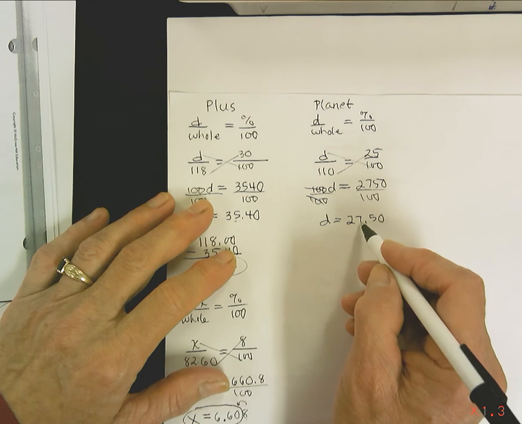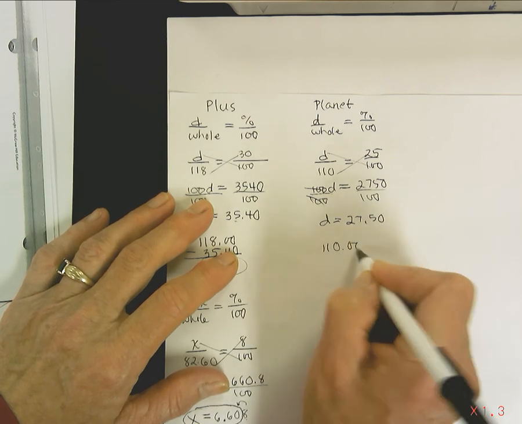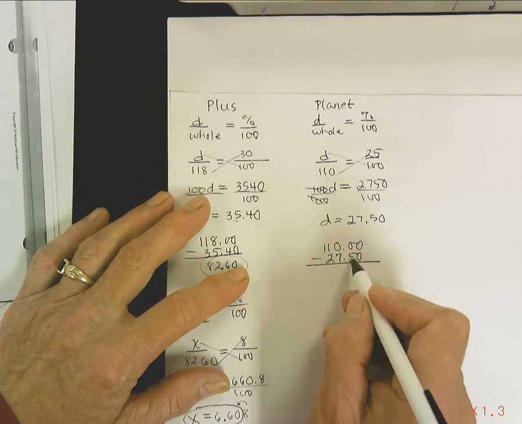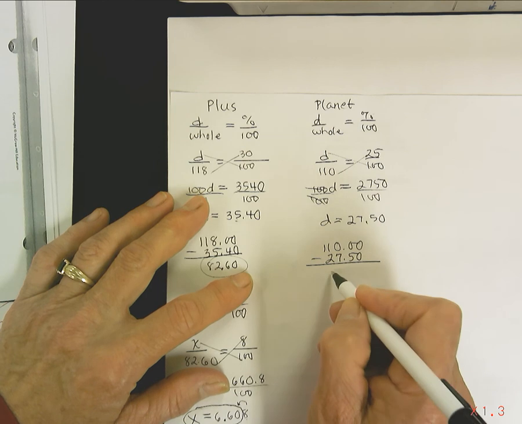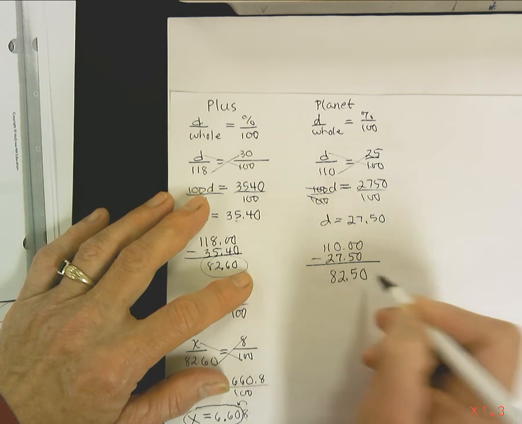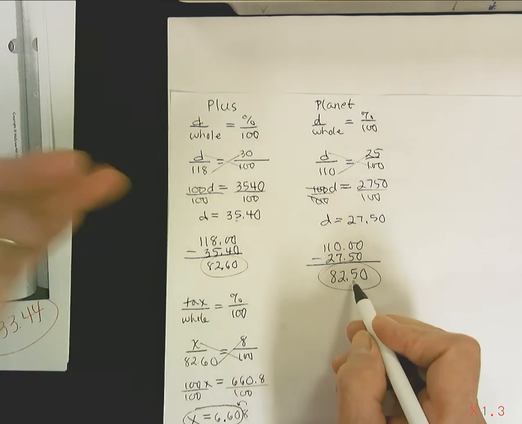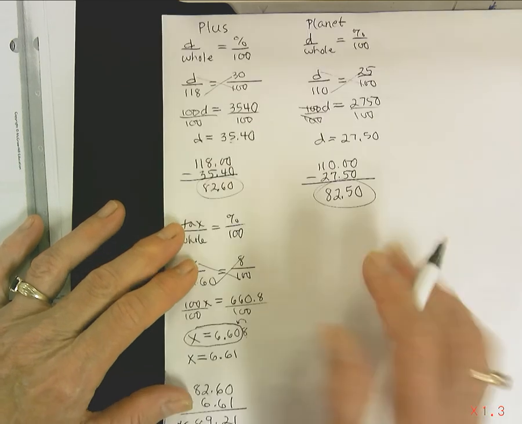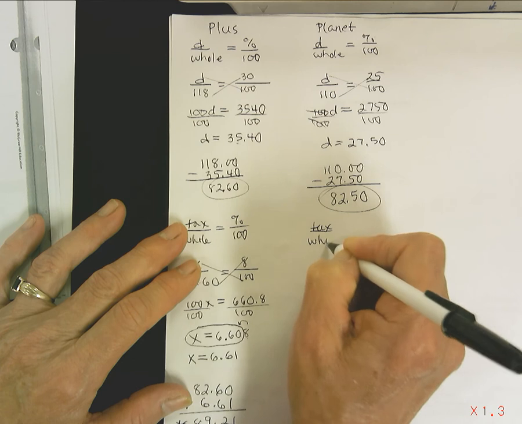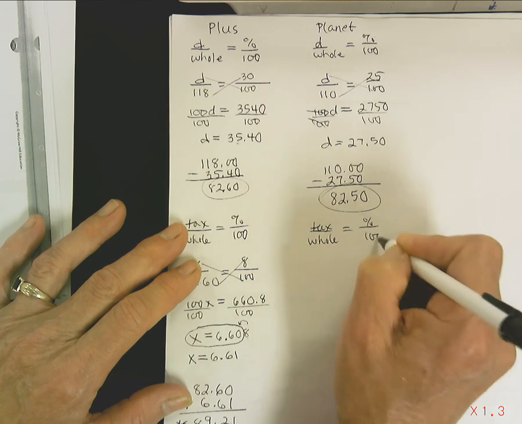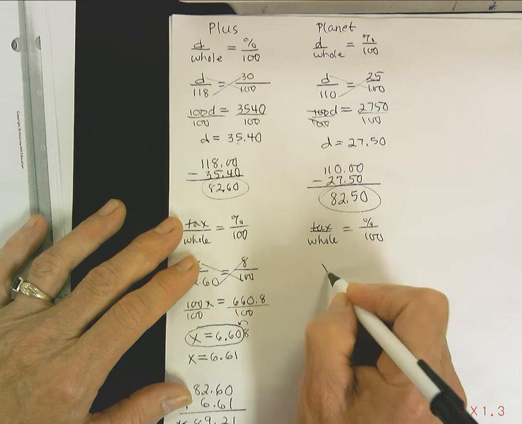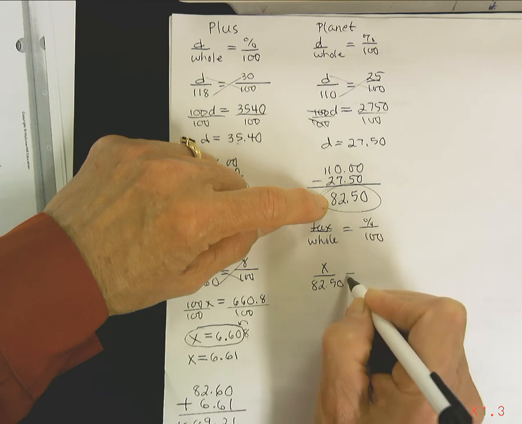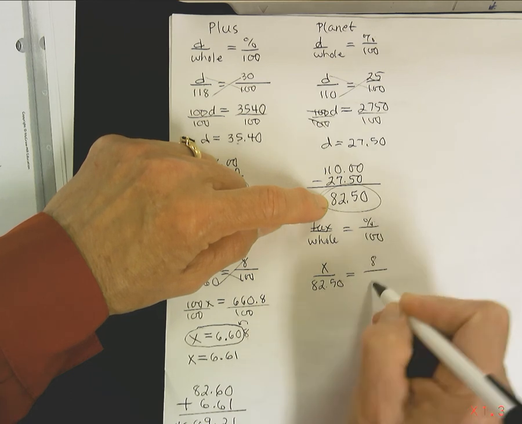A discount gives us a sale price. So we take our $110 original price, subtract the discount, that's $27.50, and it's brought the price of that aquarium down to $82.50. That's the new price of our aquarium. Now we still have to pay tax on that amount. Tax out of whole equals percent out of 100. For tax, I'm going to put the variable X. Here's my new whole price, my new sale price. The percentage of tax we're paying is 8%.